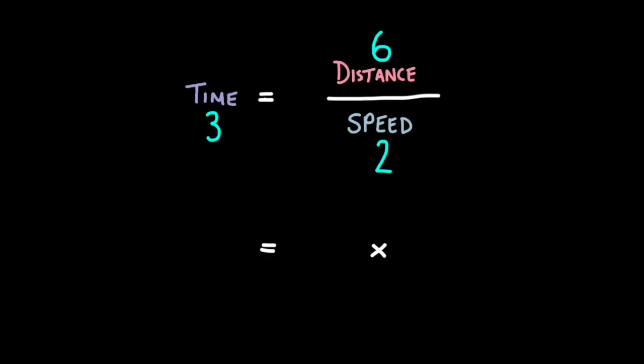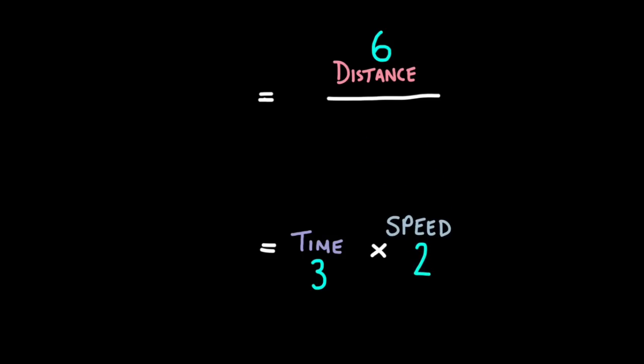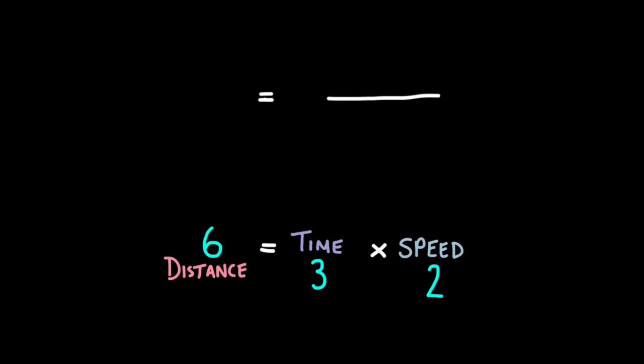But let's say I wanted to work out distance. Well, then I need to think about these figures again. What equals 6? Well, if I get 3 and I multiply it by 2, then I get 6. So time times speed equals distance.